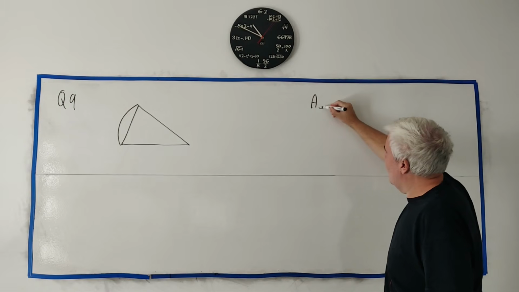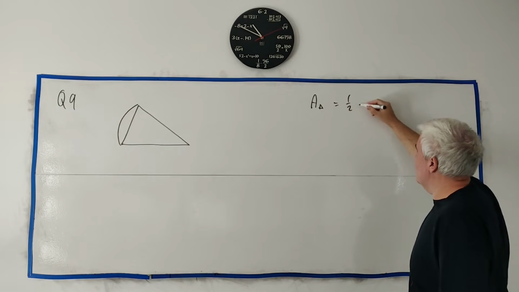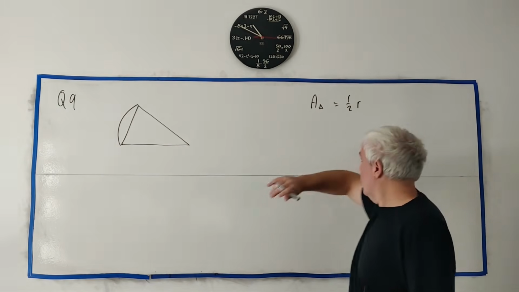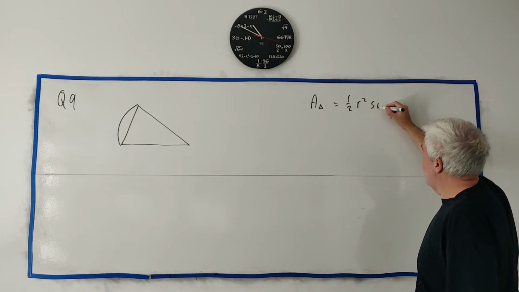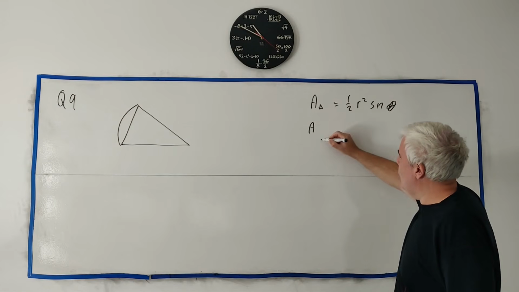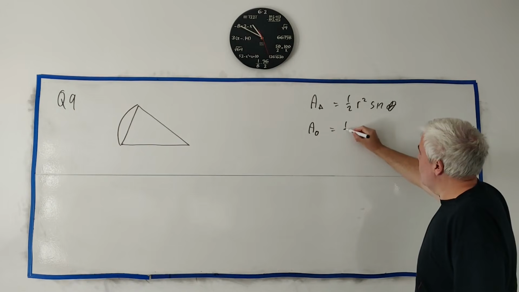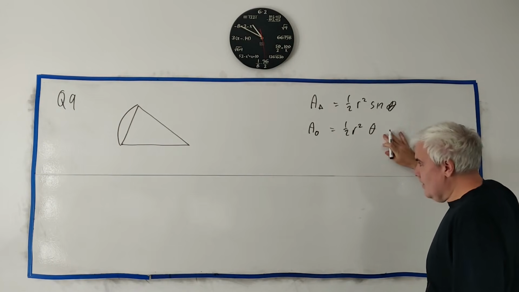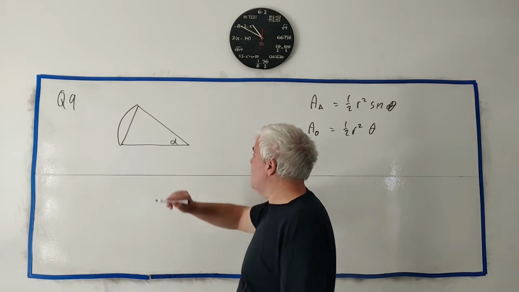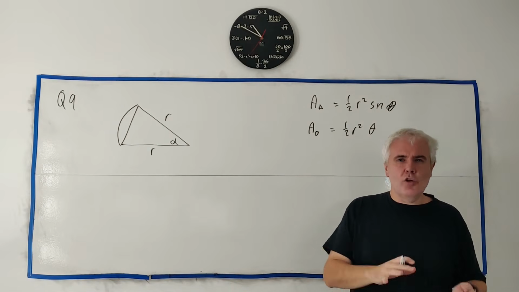I'll write the area of a triangle. That's equal to a half the 2 sides. In this case, they're equal because they're part of a circle. So that's a half r squared sine theta. And the area of a segment of a circle is equal to a half r squared theta. In this case, the theta is actually an alpha, and the lengths involved are r and r.